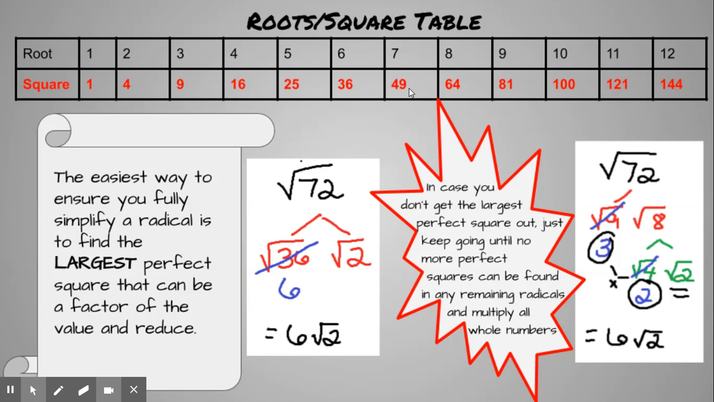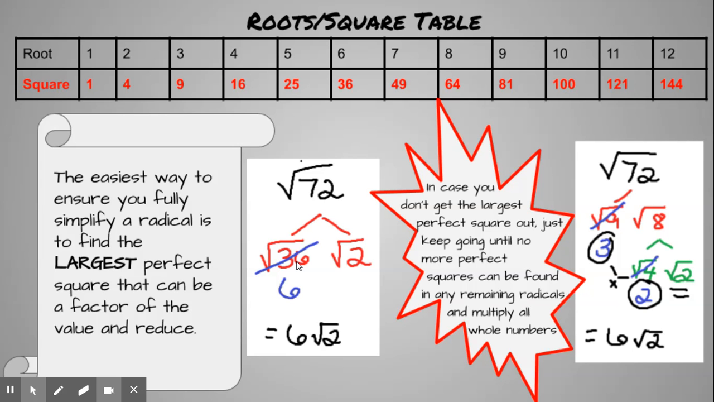Can 72 be divided by 49? Nope, I get another decimal. Can 72 be divided by 36? It sure can. 72 divided by 36 leaves me with a 2. So that tells me 36 and 2 are factors of 72. They both get written in roots because I'm splitting that radical 72 into its two factors. And then I simply know the square root of 36 is a whole 6. So it becomes 6 radical 2. So I was able to do that in 2 little steps after I was able to do my division to find the whole numbers and the perfect factors of 72.